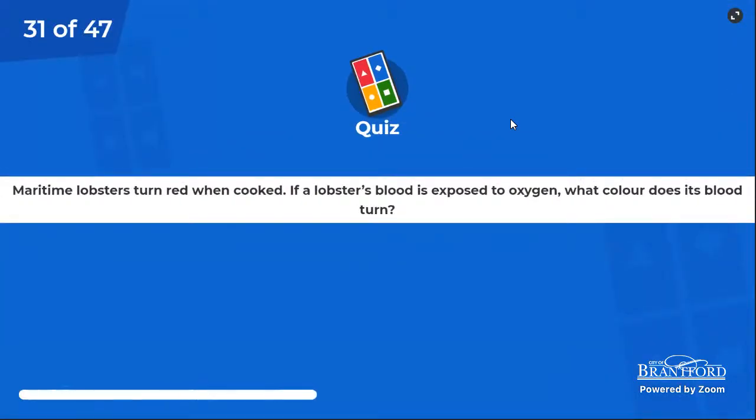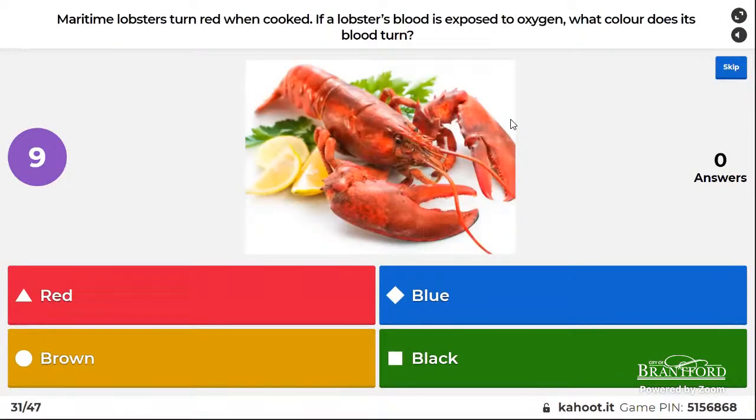Maritime lobsters turn red when cooked. But if a lobster's blood is exposed to oxygen, what color does its blood turn? So is it red, blue, brown, or black?